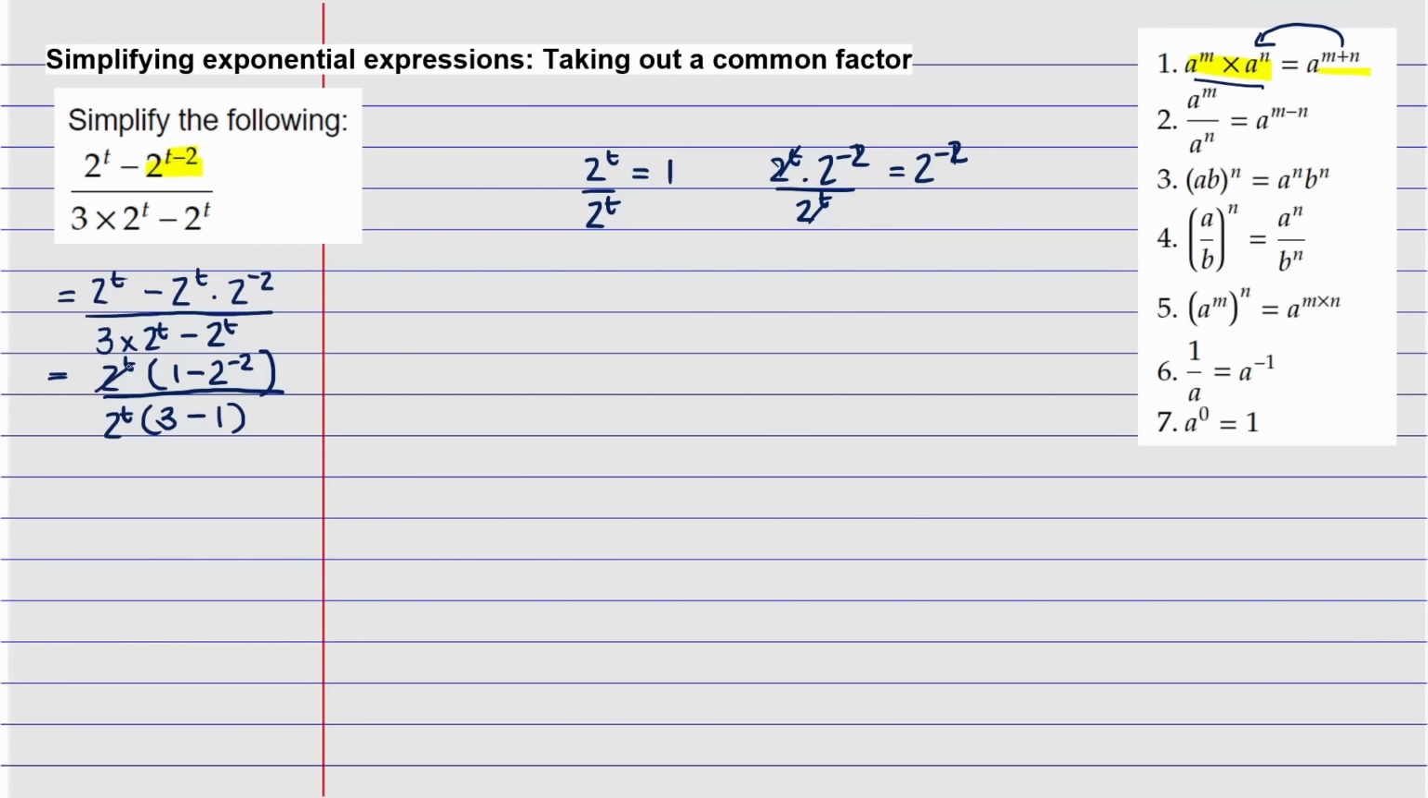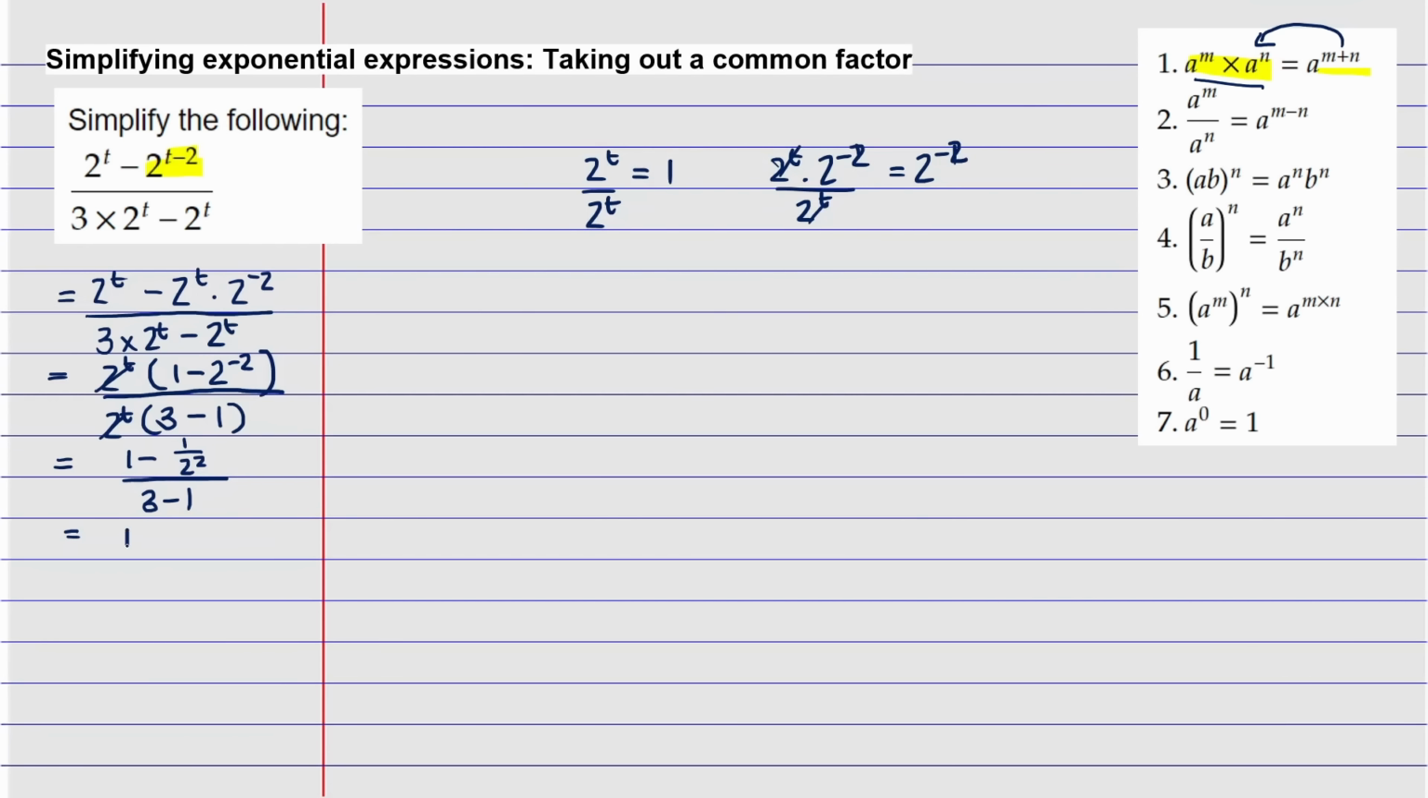What do we see? We see the fact that those 2 cancel out. So now what we're going to be left with? We're going to be left with 1 minus 2 to the power negative 2, right? So this is going to be the same as 1 minus 1 to the power 2 to the power positive 2, right? And this is going to be divided by 3 minus 1. So let's simplify the numerator and denominator.